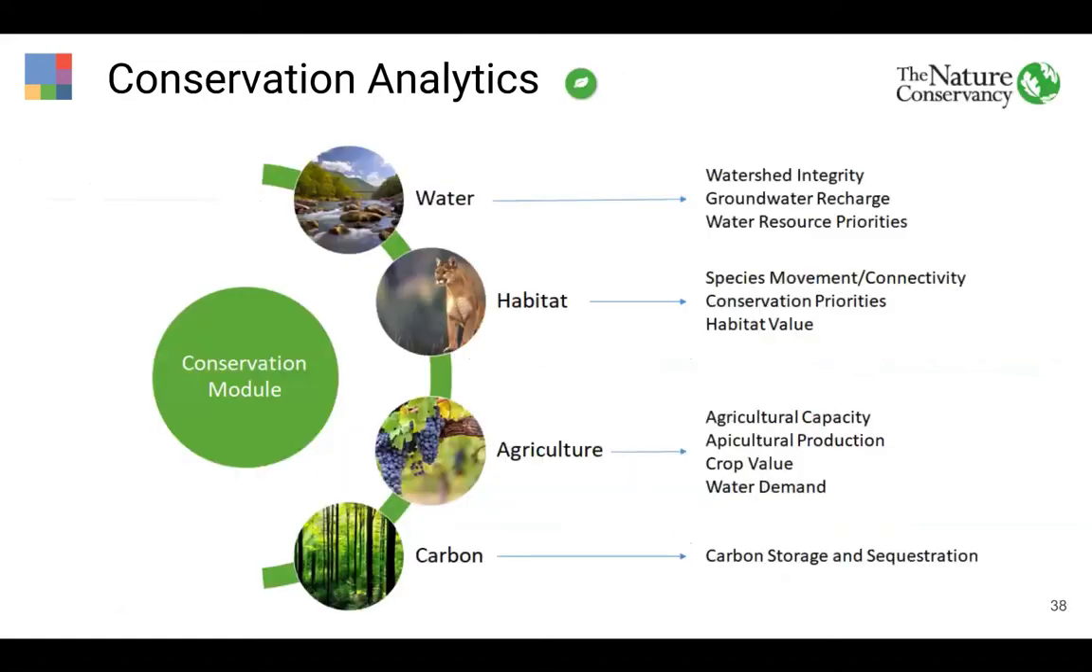This release also includes the addition of our conservation module, which was created in partnership with the Nature Conservancy. The conservation module measures the impacts of land use changes on water demand and quality, habitat of critical species, agricultural production and crop value, and above and below ground carbon storage. The conservation module is available for project locations within California.